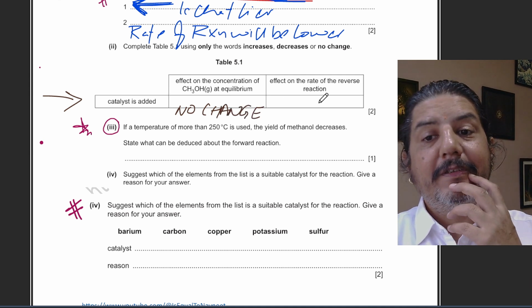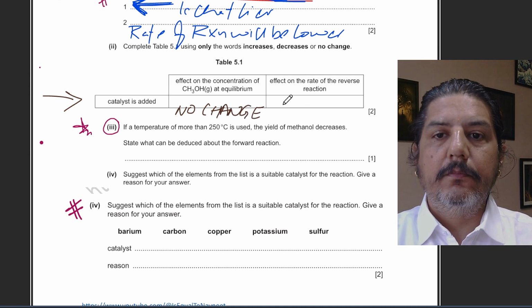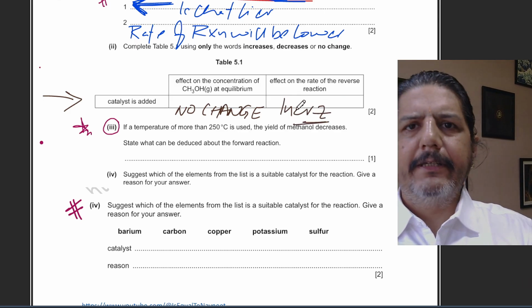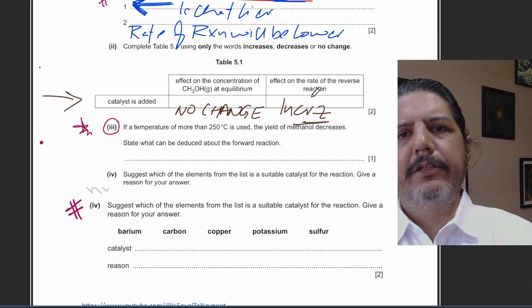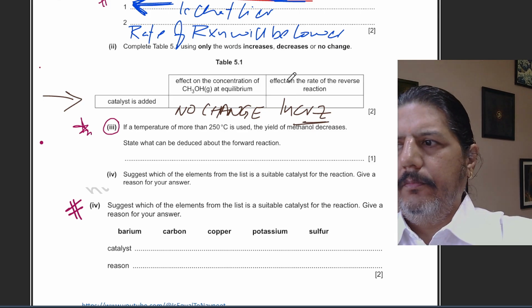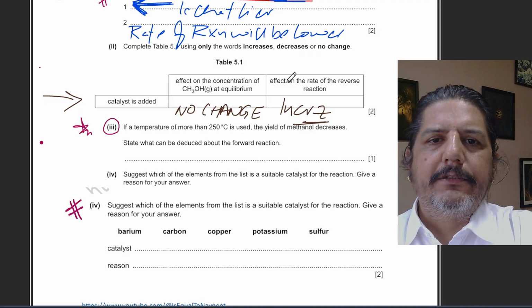Effect on the rate of reverse reaction, yes, it increases. So both the forward reaction as well as the reverse reaction will change. So the role of catalyst is just to enhance the rate of reaction. Okay.